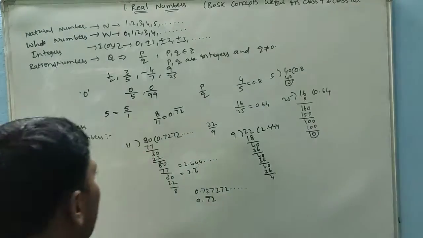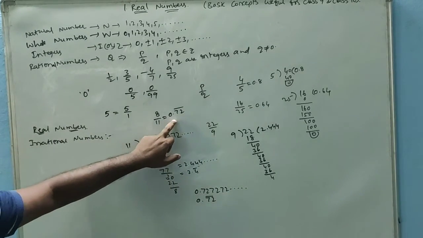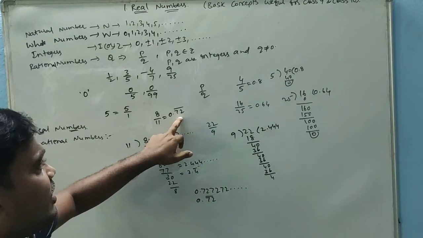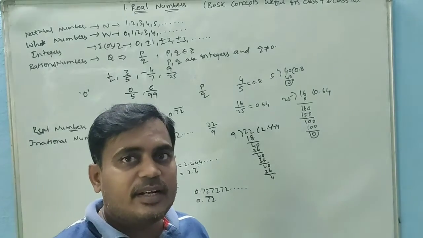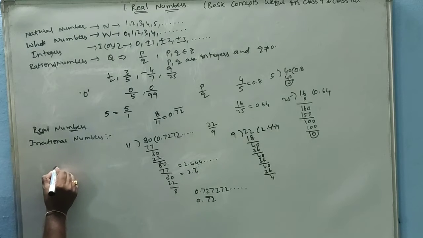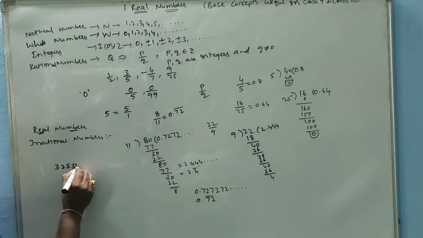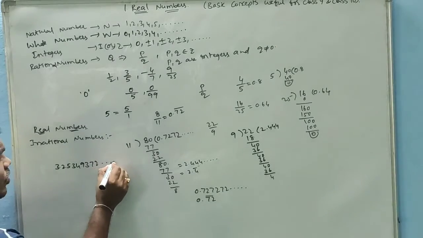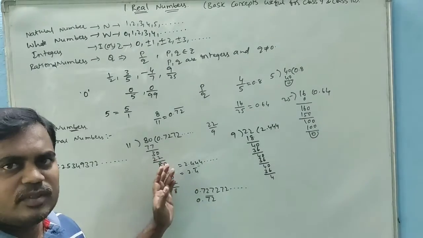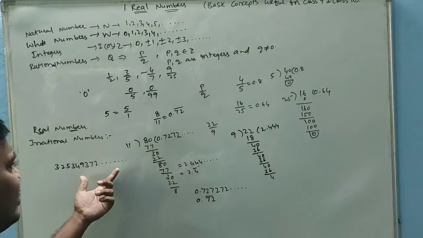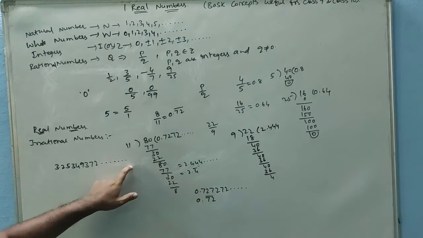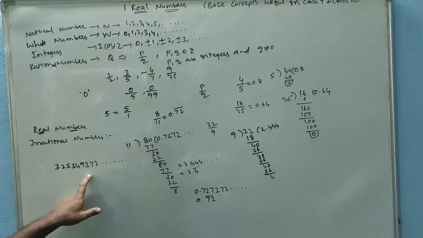Next, these numbers are terminating. These numbers are not terminating but recurring. The numbers which are neither terminating nor recurring are called irrational numbers. For example, 3.25349372 and so on. In this, nothing is repeating continuously, no part is recurring. So this is neither terminating nor recurring.